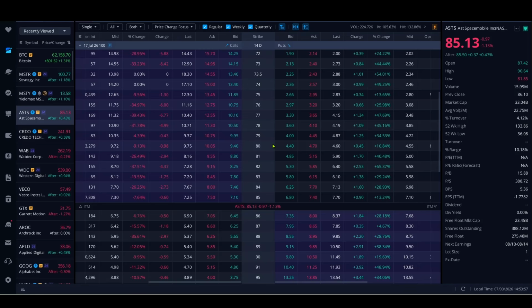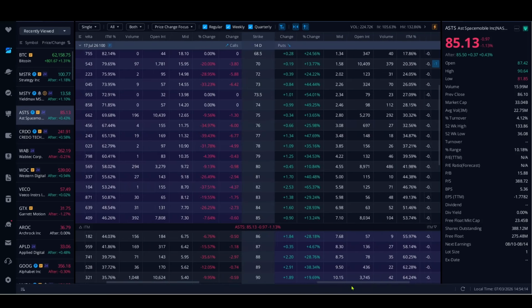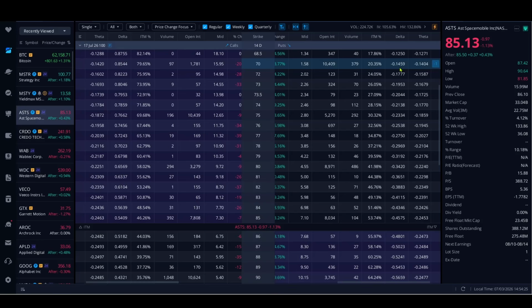Now, in the case of ASTS, it does not have a dividend, and I feel that a $70 strike is pretty safe. Not guaranteed, of course, and none of this is financial advice. But at a $70 strike, that delta is only 14%.